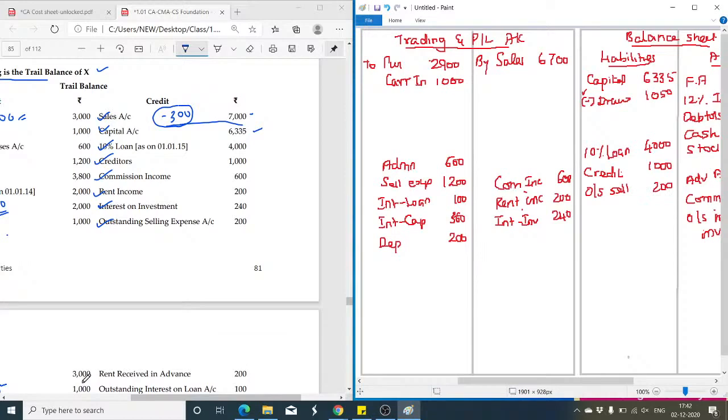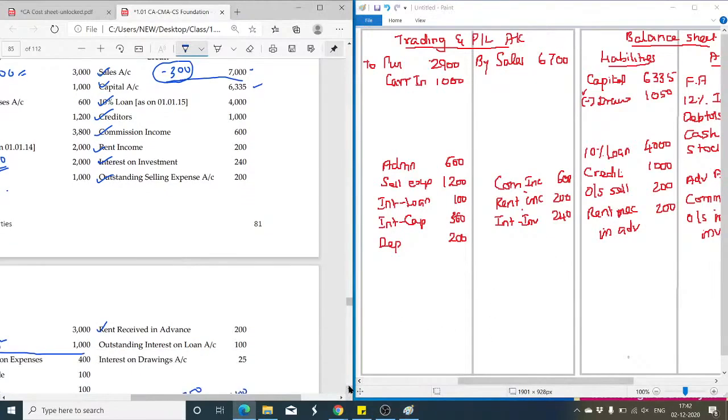And rent received in advance. If you are receiving the rent in advance, now you are committed. You are owing to them to provide the property. So representative personal account will come in the liability side. So advance rent, rent received in advance. The value being 200 rupees.